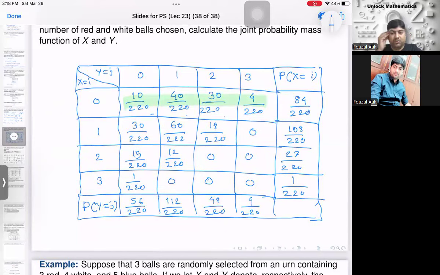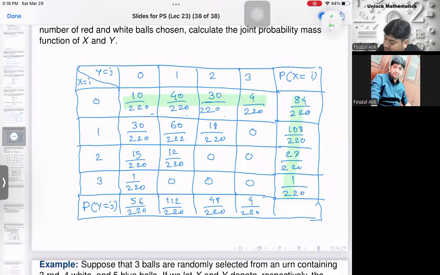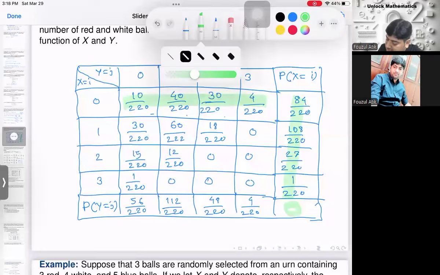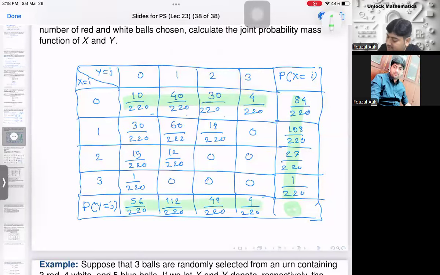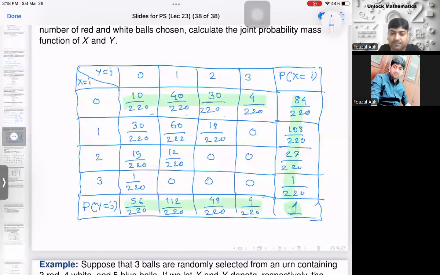Done. And we know that if you add up the probability mass function for a single variable, the sum should be 1. So if you do the column sum of this one, you should get 1. And if you do the row sum, again you should get 1. That is just for verification, to check whether your calculation is correct or not. You add up and you should get 1. You'll get the answer, right?